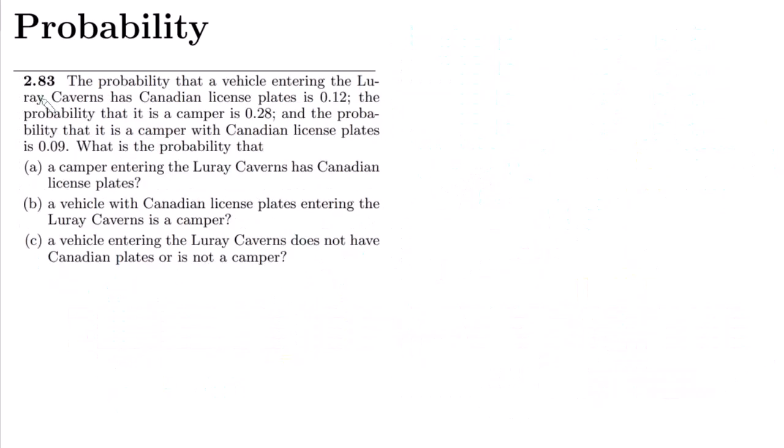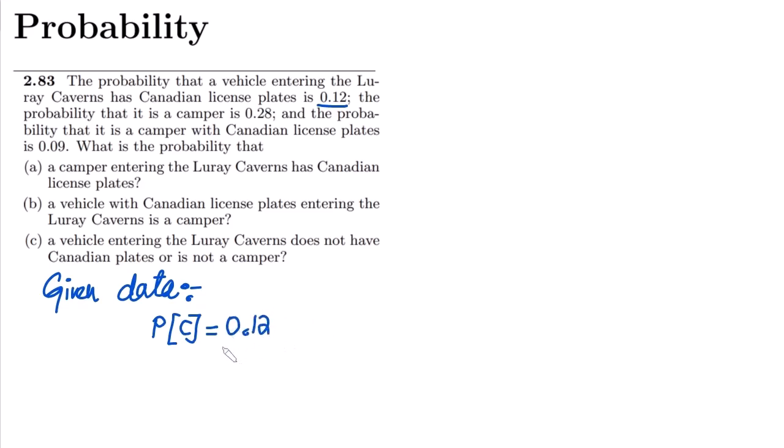This is question 2.83, and the statement it has is: the probability that a vehicle entering the Luray Caverns has a Canadian license plate is 0.12. Let me represent this Canadian license plate with C, and let me write the given data here as well. Given data: the probability that the vehicle will have a Canadian license plate is P(C), and that is 0.12.